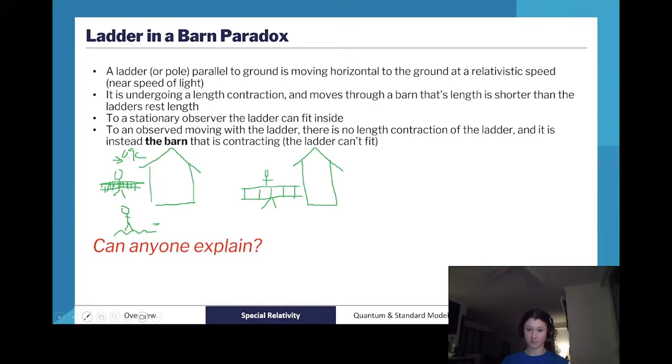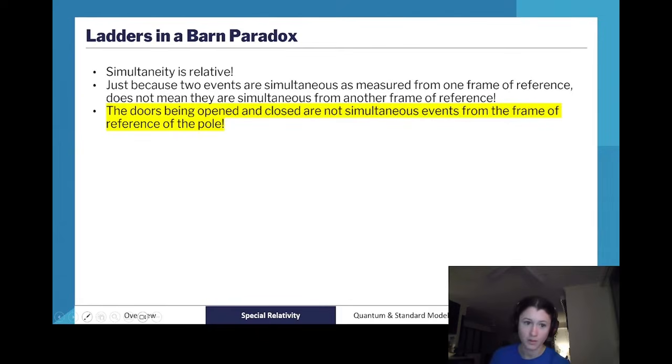What's the answer? Alright. The solution is that simultaneity is relative. So just because two events are simultaneous as measured from one frame of reference, it does not mean that they are simultaneous from another frame of reference. So, the doors being opened and closed are not simultaneous events from the frame of reference of the pole.